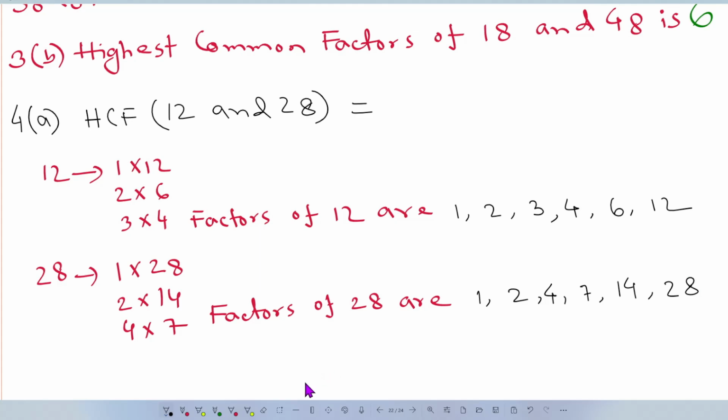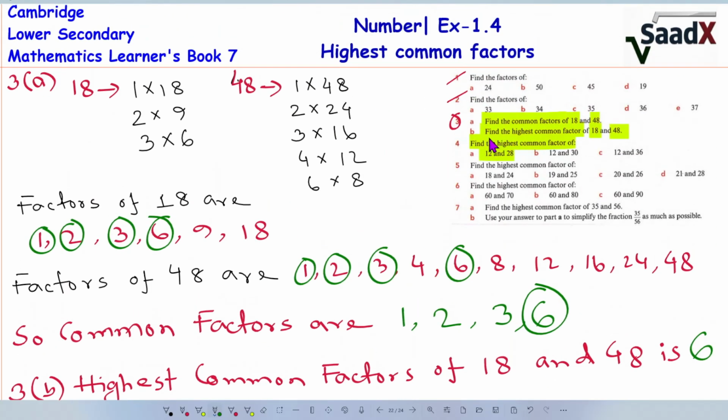Right? Now we have to find out which one is the highest common factor. Look, here the common factors are 1, 2, 4. But the highest common factor is 4. So our answer is 4. Okay? So very simple. 4a done. Now we will start 4b.